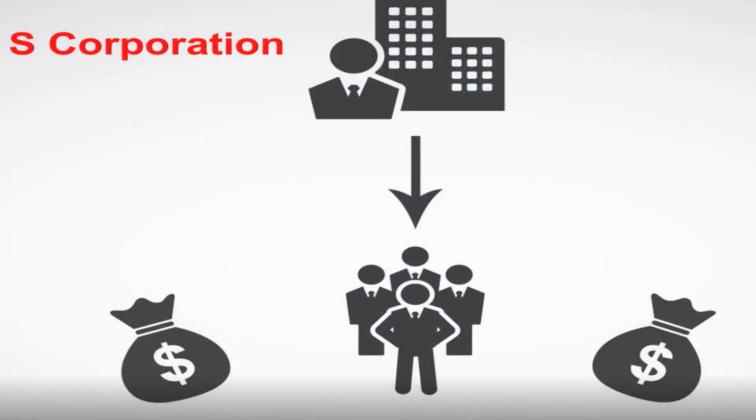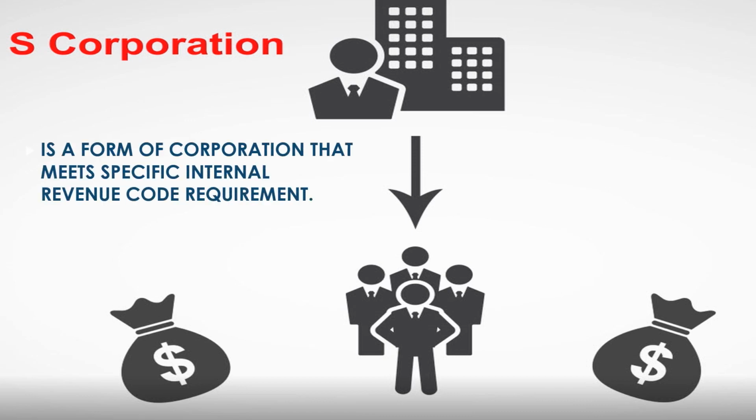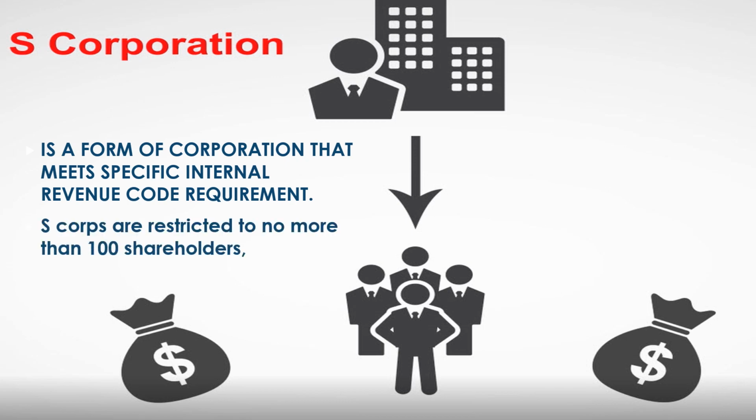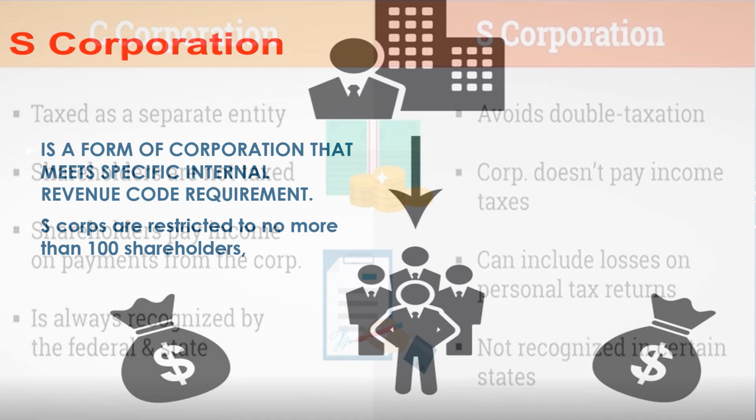Okay, so we have here the S corporation. An S corporation is a form of corporation that meets specific Internal Revenue Code requirements. So the S corporation is restricted to no more than 100 shareholders.